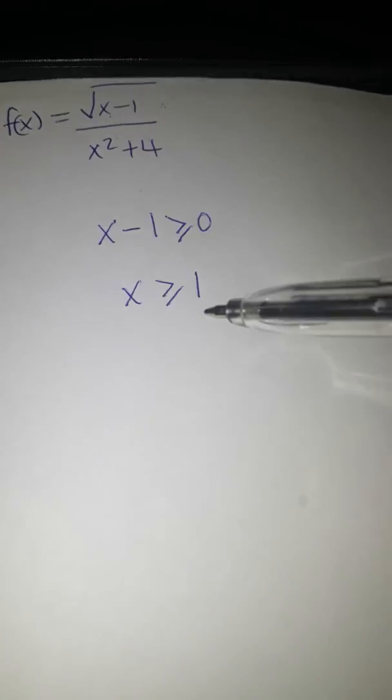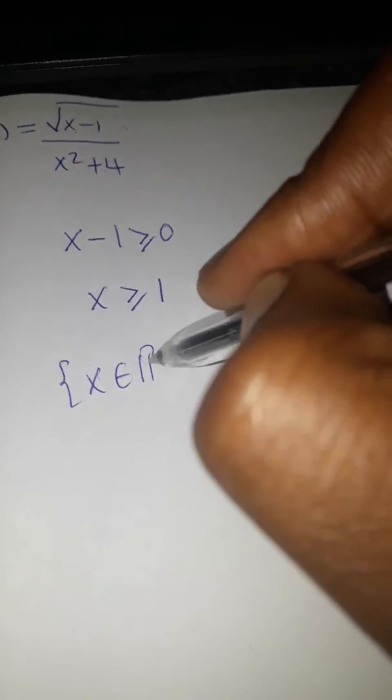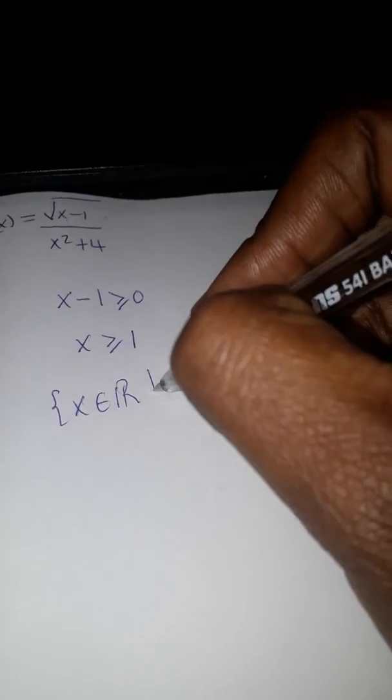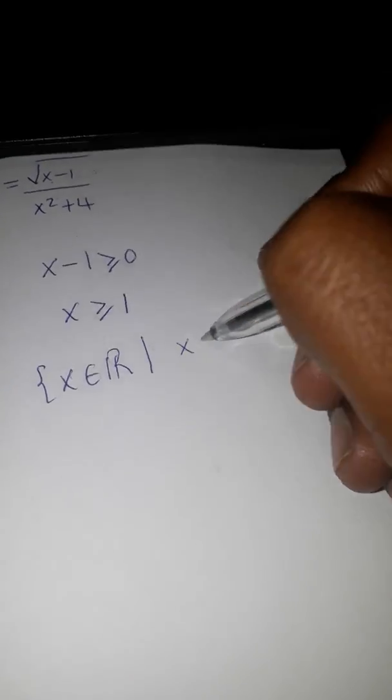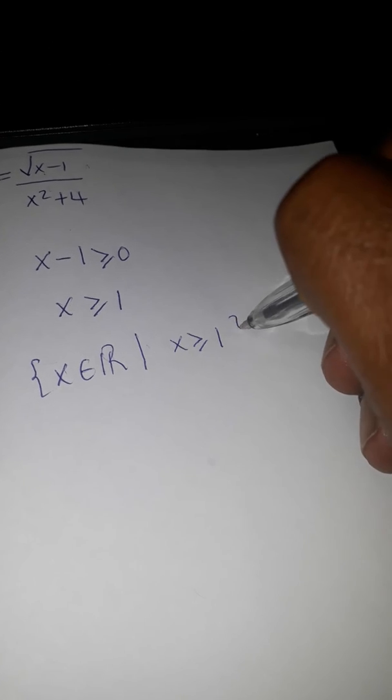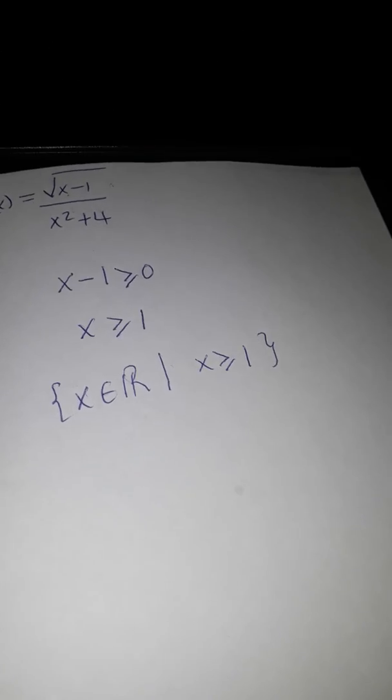So you can write this in any of the ways that I've showed you earlier. So you can say x is a real number and x is greater than or equal to 1. And that is your domain.